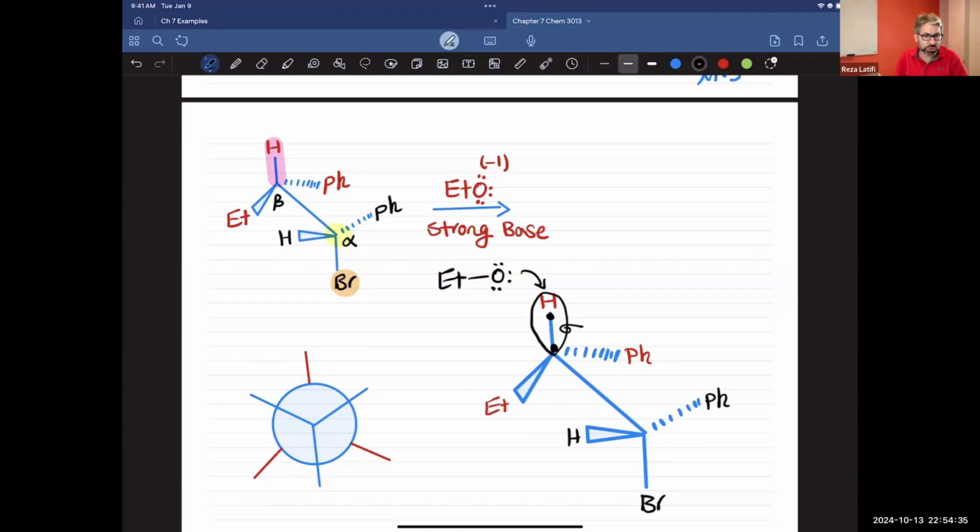Okay, and now what will happen with those 2 electrons if we take hydrogen? Those 2 electrons will now be shared with the neighbor carbon. Which carbon? The alpha carbon. Okay, alpha carbon. Now let's talk about the alpha carbon.